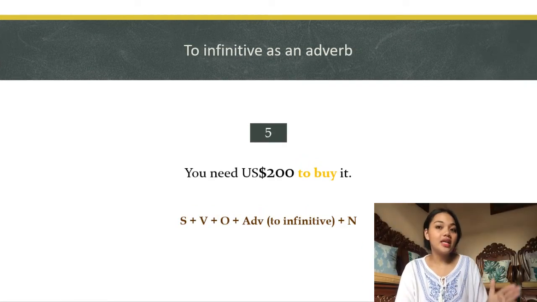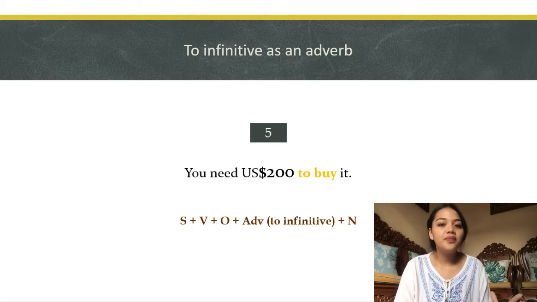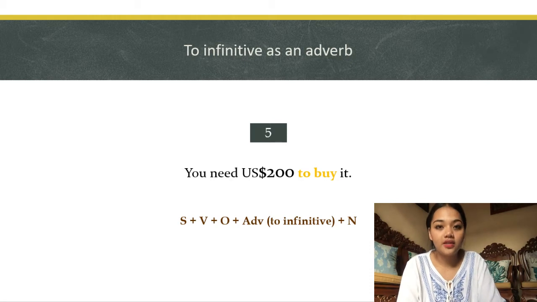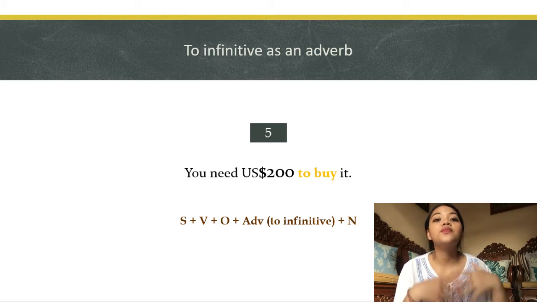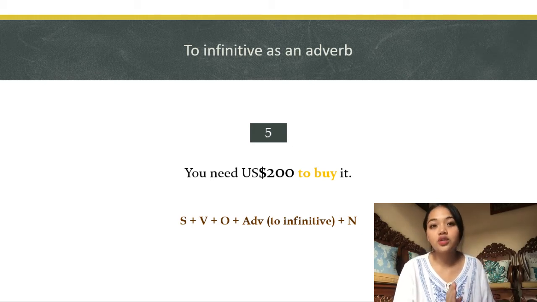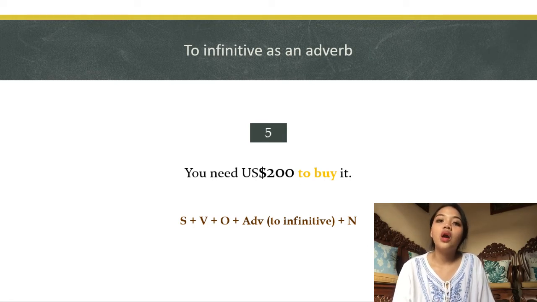Okay. The next example is you need $200 to buy it. You need $200 to buy it. Well, to buy here is an infinitive. Okay, it is working as an adverb. So this infinitive explains to us why you need $200. Okay, so you need $200 to buy it, like that. To buy here explains why you need that much money, like that.